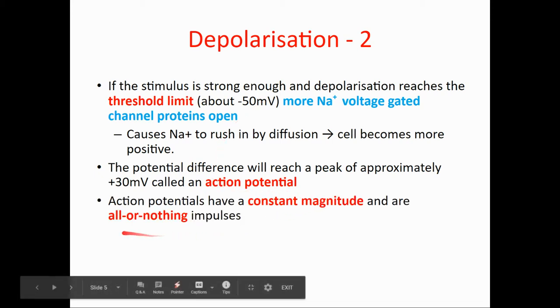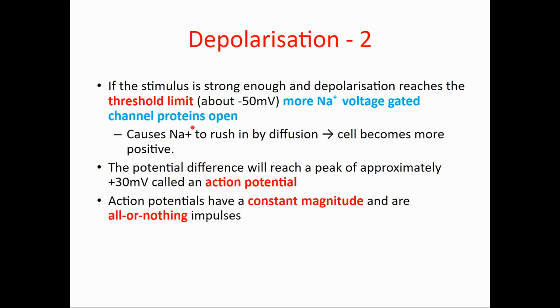So we say it is an all or nothing response. That means either you reach threshold and you have an action potential, or you don't reach threshold, so you don't have an action potential. Also, all action potentials are a constant magnitude, so that means they're always going to be plus 30 millivolts. We're not going to get higher than this. So it's not like the stronger the stimulus, the higher the action potential.